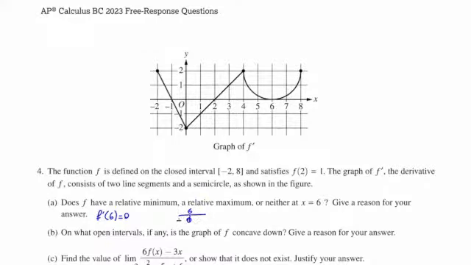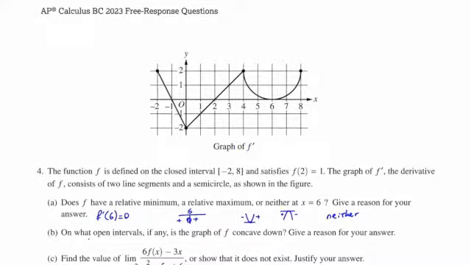Before 6 f prime is positive, after that positive. So it is not a relative minimum, because for a relative minimum, before that it is negative because it is decreasing, after that positive. For a relative maximum, before that positive, after that negative. But because f prime is positive both before and after 6, we can say neither.